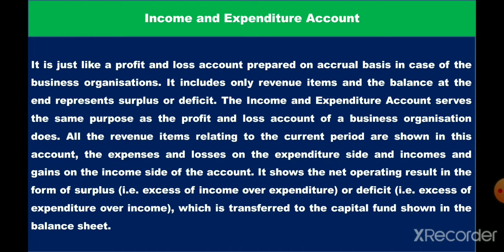Now the income and expenditure account. It is just like a profit and loss account prepared on accrual basis. In case of the business organization, it includes only revenue items and the balance at the end represents surplus or deficit. The income and expenditure account serves the same purpose as the profit and loss account of a business organization does. All the revenue items relating to the current period are shown in this account. The expenses and losses on the expenditure side and income and gains on the income side.